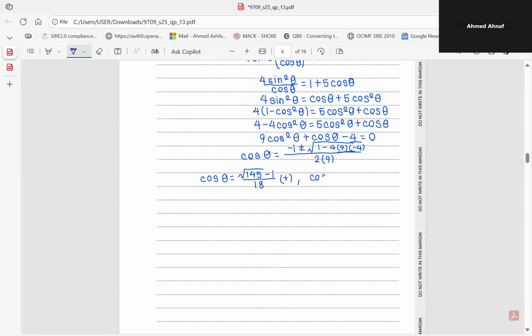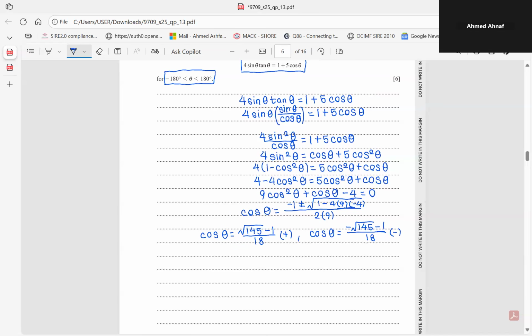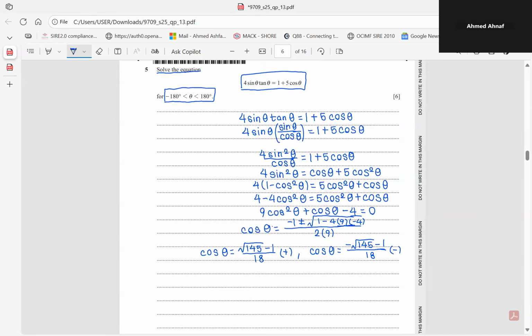And then the second answer would be negative 1 minus square root 145 over 18, that is, minus square root 145 minus 1 over 18. This is a negative value. Okay, so now let's see whether we have to reject either of the two values.